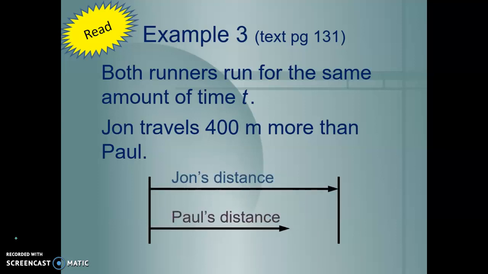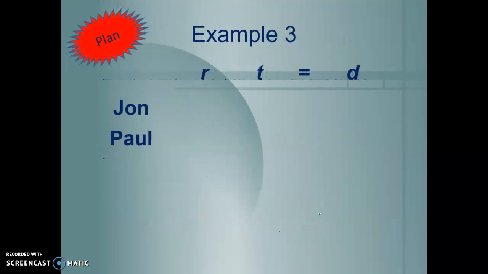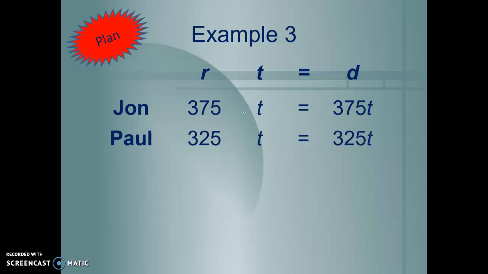Here's John's distance, and here's Paul's distance. We've created this picture. And we know that John's distance is 400 meters more, so Paul's distance is this plus another 400. Let's create our chart with what we know and create a plan here. Their time is the same for both. John's rate is 375 meters per minute, while Paul's rate is 325 meters a minute. Their distance then will be represented by 375t and 325t.